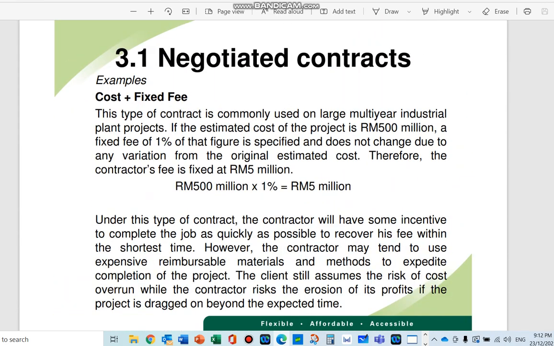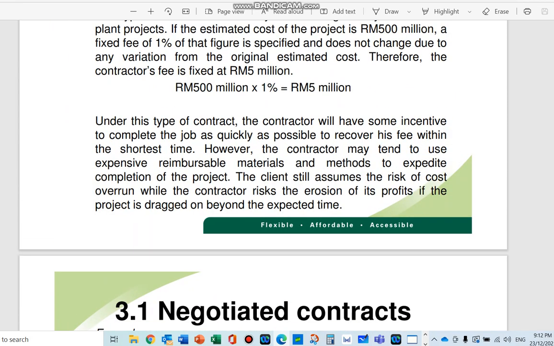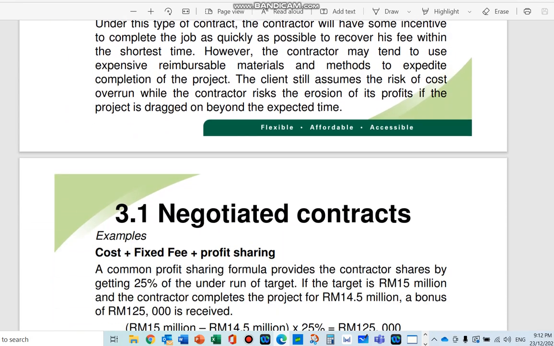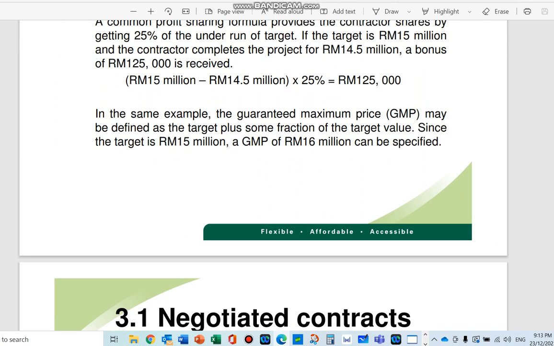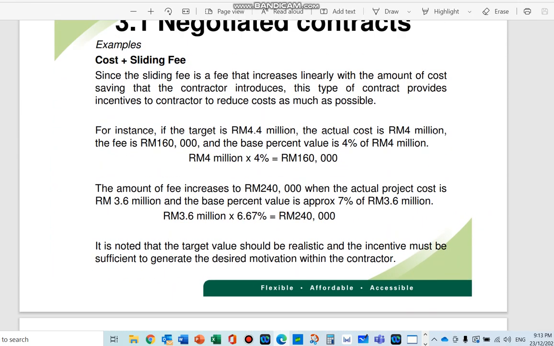For example, cost plus fixed fees is quite simple. It's basically 5 million times 1%, so you get 5 million plus that. Then if you have cost plus fixed fee plus profit sharing, if you reduce the cost down, you fix a percentage of sharing, and that would be 25% go to the contractor or something like that. Cost plus sliding fees is basically, if your target is 4.4 million and the actual is 4 million, you have the scale ready already, and the scale is, let's say, 4%, then you get 160,000.